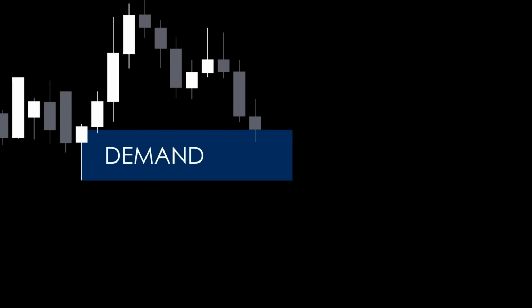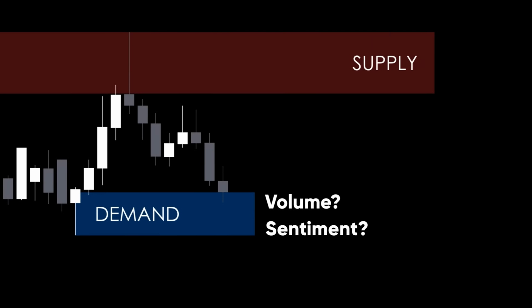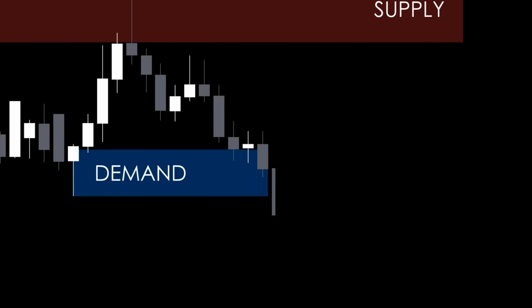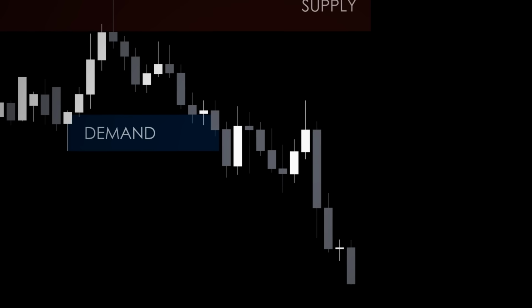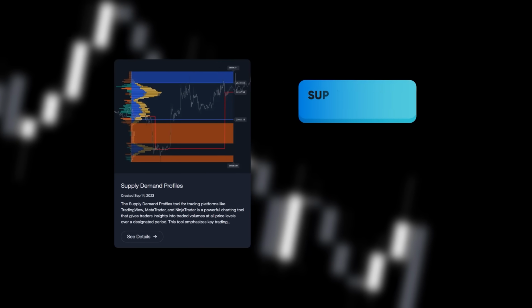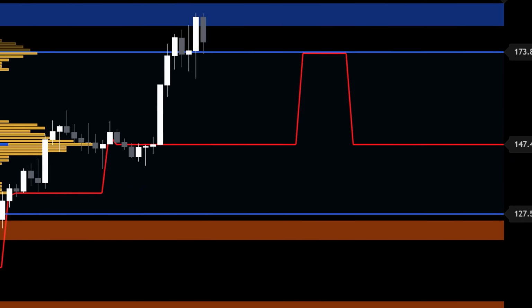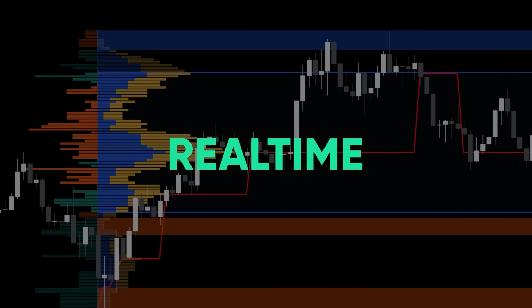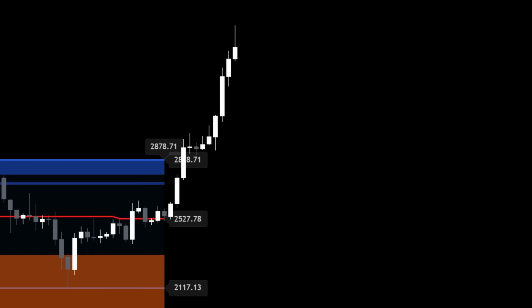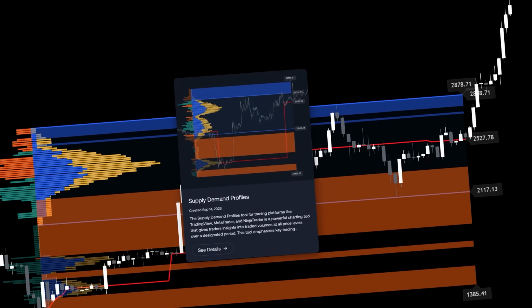Every trader needs to understand volume, sentiment, and supply and demand zones, but juggling separate indicators for each can clutter your chart and kill your clarity. So we've built a single tool that fuses all three into one powerful, streamlined system. It doesn't just show you each element, it shows you how they interact in real time. In this video, you'll see exactly how it works, how to get it, and why it could be the tool that transforms the way you trade.